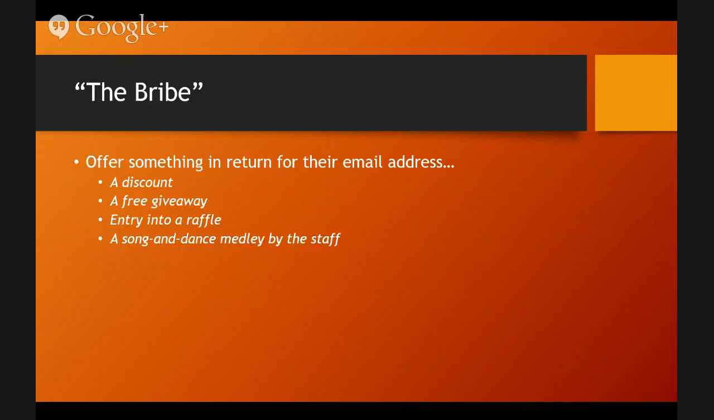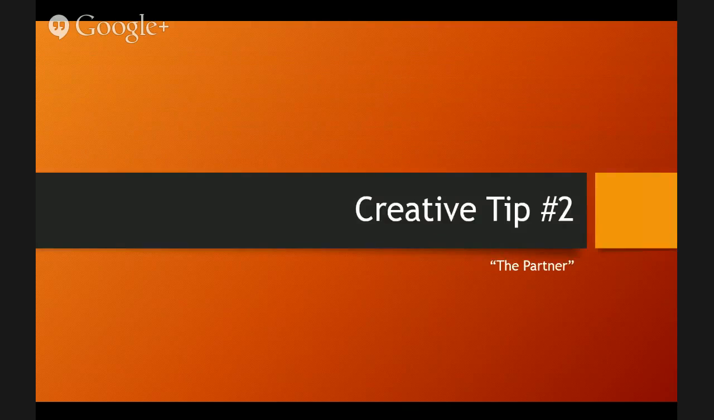That's something much stronger, and it creates an image in their mind that is a much stronger call to action. It has more impact. So that is the bribe. Next up, creative tip number 2, the partner.